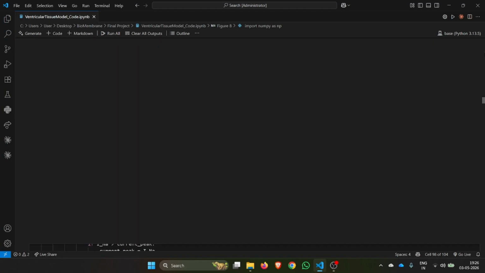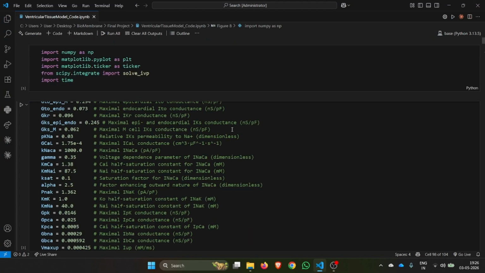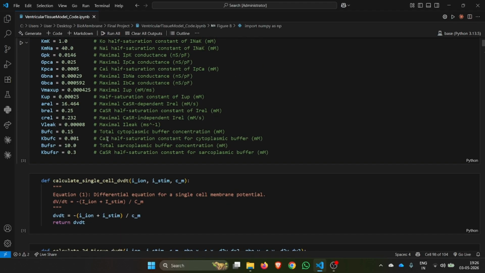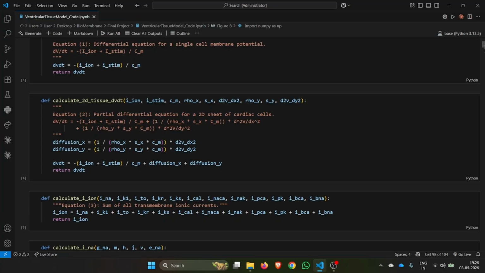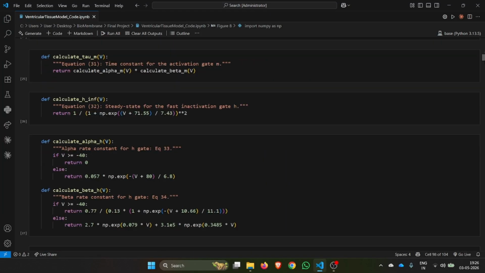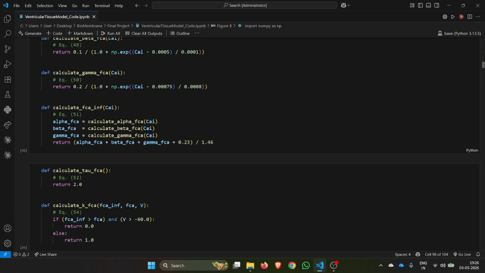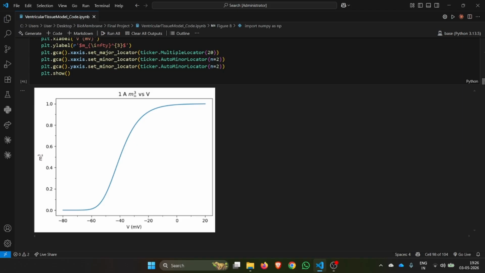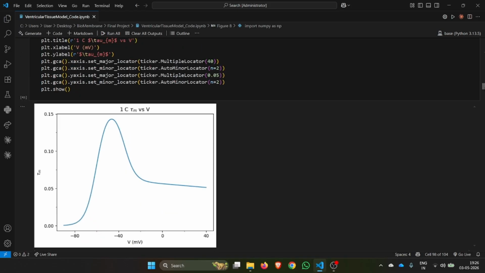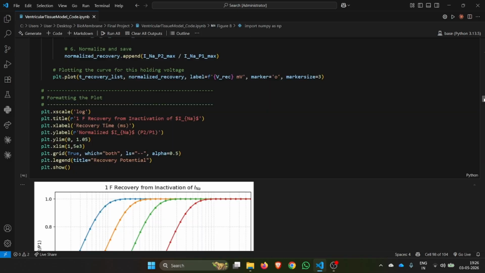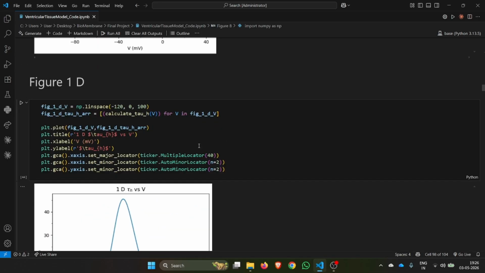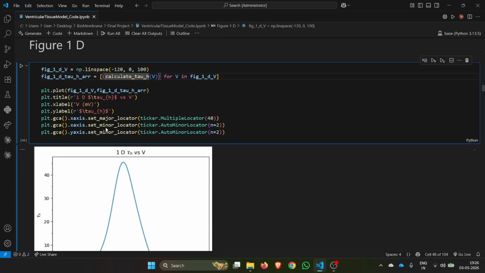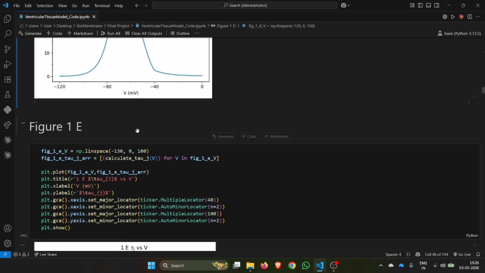Here is my Python code for this project. First of all, I imported all the libraries. Then I defined all the parameter values as given in table one. It follows around 90 equations in the paper. I defined each equation as a different function, and after these equations are defined, all the plots are generated. To generate a plot, we change the voltage values, calculate the corresponding change in parameters, and plot them. This is how most of the plots are made.